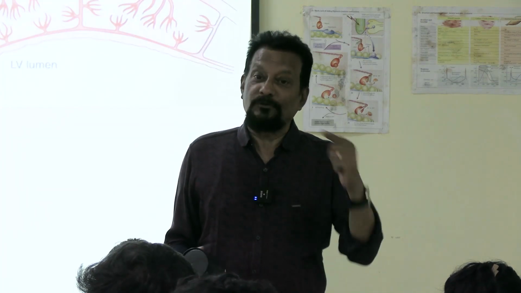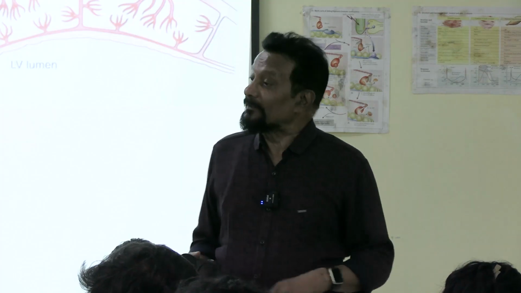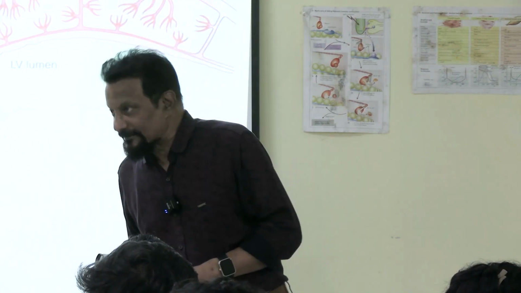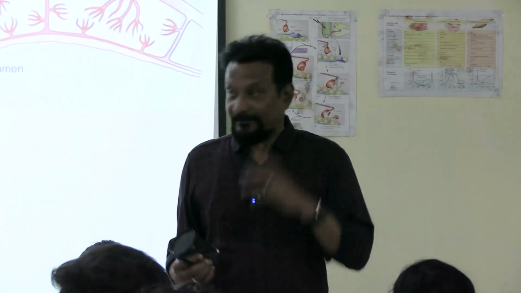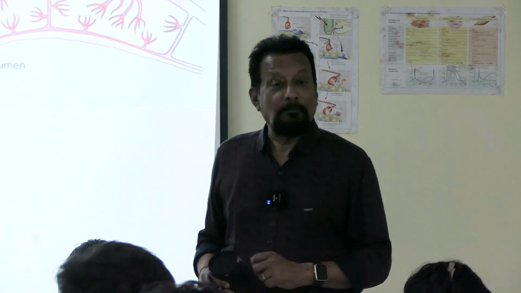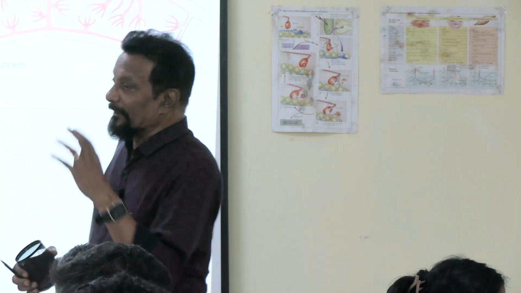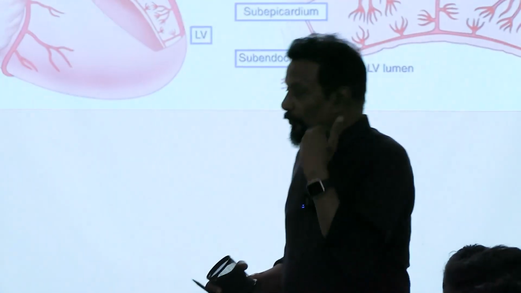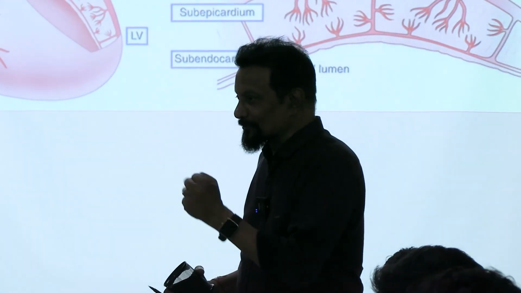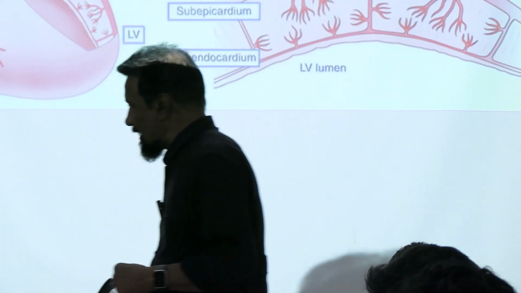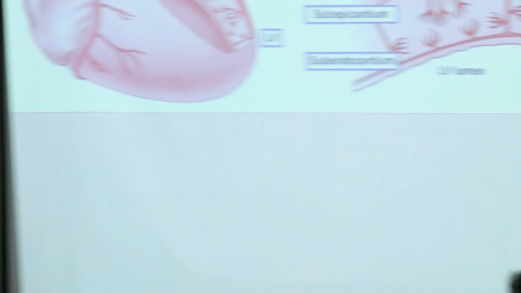During diastole, blood flow is increased. So in cardiac muscle, blood flow is phasic. Blood flow is phasic, meaning during diastole, flow is increased and during systole, flow is decreased. How can we explain this?